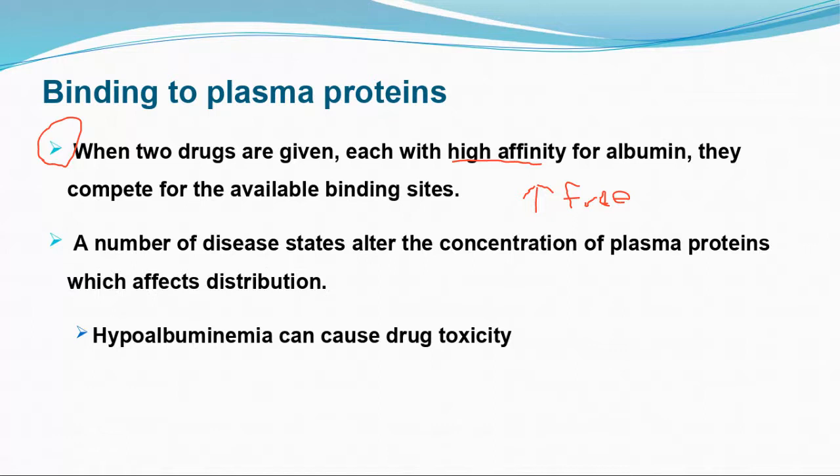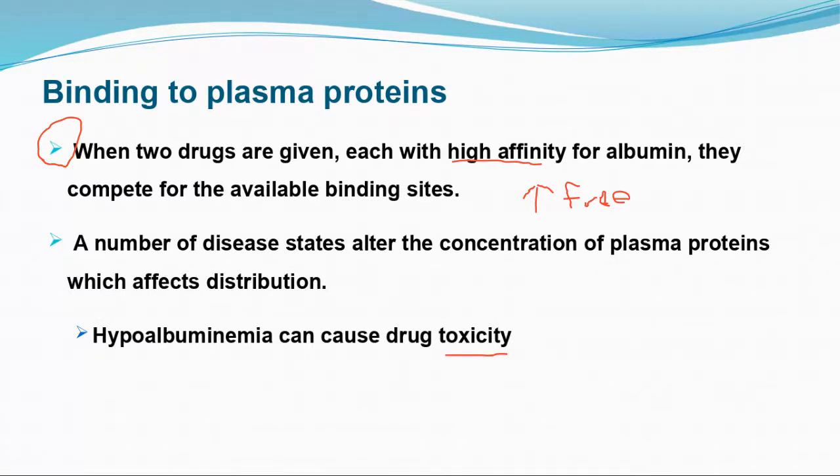برضه another problem, هنلاقي احنا عارفين ان الالبومين او البروتينز عموما ايه هو مصنع البروتينز في الجسم؟ الليفر, تمام. فبعض الديزيزز, بعض الليفر ديزيزز هيحصل ايه؟ هيحصل ريدكشن في البروتين سنسز ومنهم الالبومين, وبالتالي لما كميه الالبومين تقل والدراج بتاعي بيبقى زي ما قلنا يعني ليه نسبه بايندنج معينه, ممكن يحصل الهايبو البومينيميا دي ممكن تسبب also drug toxicity, تمام كده.